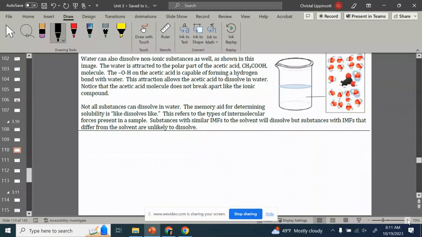Is anybody going to have an issue? You're able to see okay. Otherwise, you can come up and sit in the command center here.